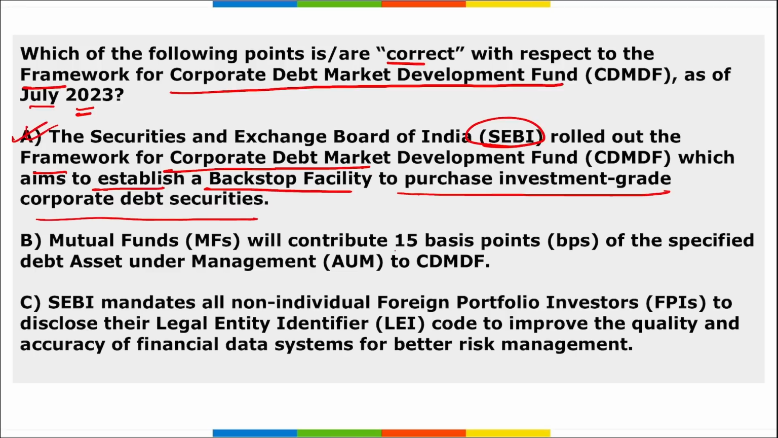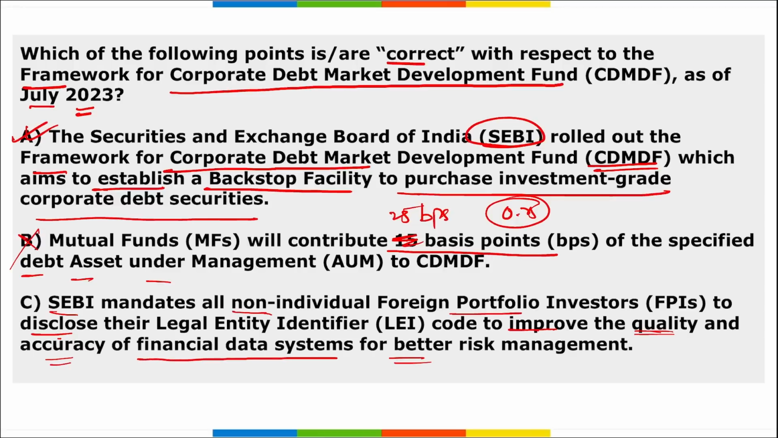Look at Option B. Mutual funds will contribute 15 basis points of the specified debt assets under AUM to CDMDF. So is it correct? No, it is not 15 basis points. It is actually 25 basis points, that is 0.25% of the specified debt assets under management, and it will go to CDMDF, that is the Corporate Debt Market Development Fund. So option B is wrong. Option C: SEBI mandated all non-individual foreign portfolio investors to disclose their legal entity identifier code to improve the quality and accuracy of financial data systems for better risk management. So option C is also rightly mentioned here.